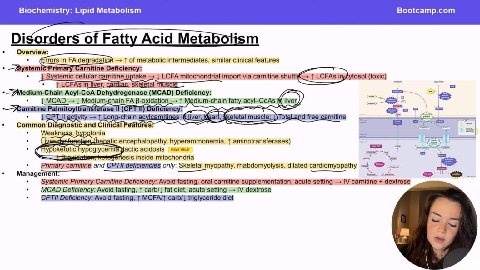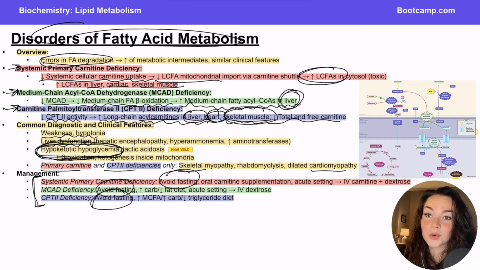And different dietary modifications are done for management of each of these different disorders, but the common theme is to avoid fasting, avoid the pits of hypoglycemia. You won't get into that hypoketotic hypoglycemia crisis. And we're going to talk a lot more about ketones in the next video coming up, so stay tuned.